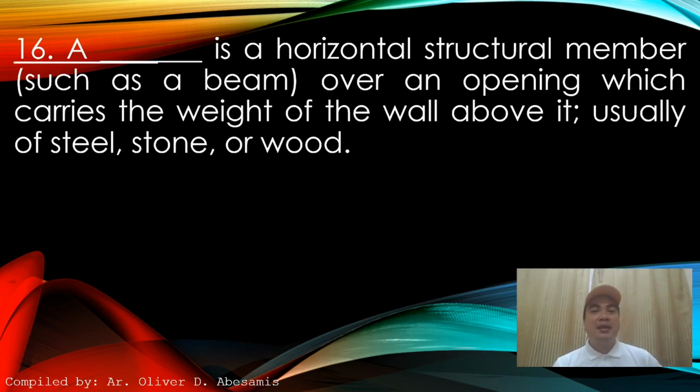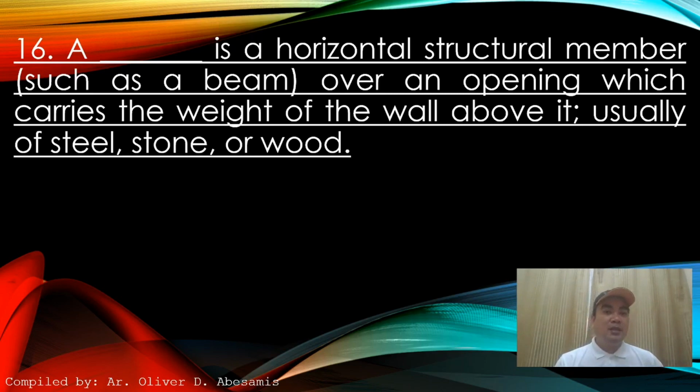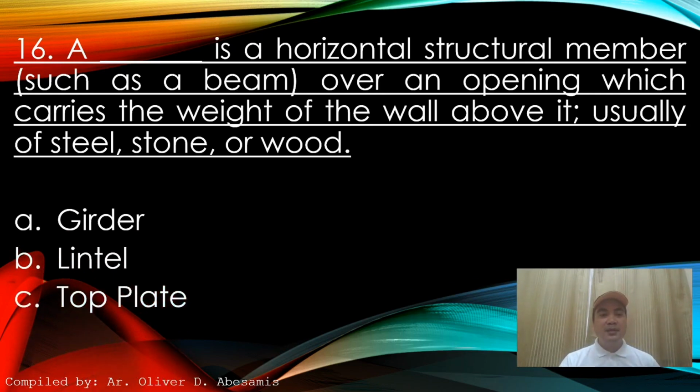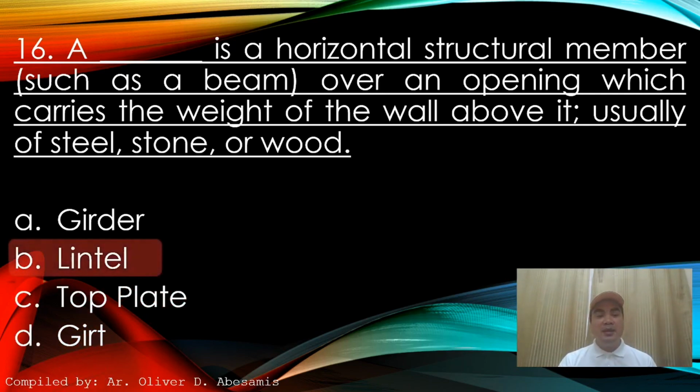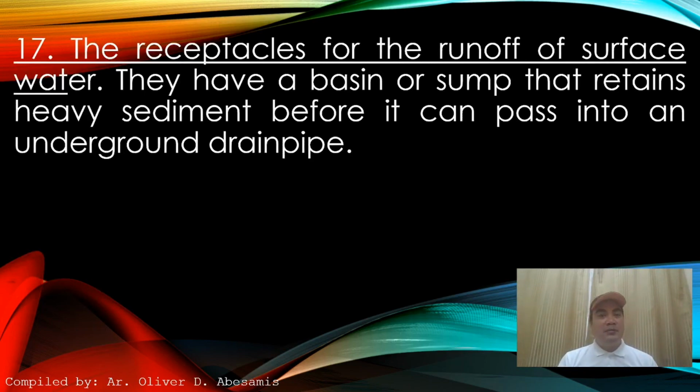Next, a blank is a horizontal structural member, such as a beam, over an opening which carries the weight of the wall above it, usually of steel, stone, or wood. A. Girder. B. Lintel. C. Top plate. And D. Girt. Answer? B. Lintel.